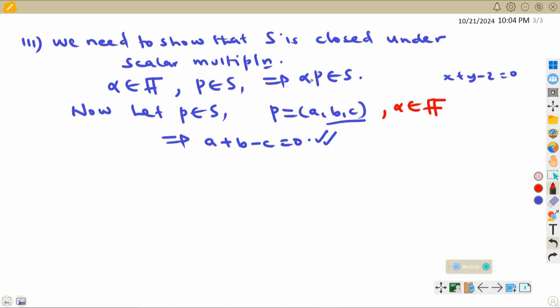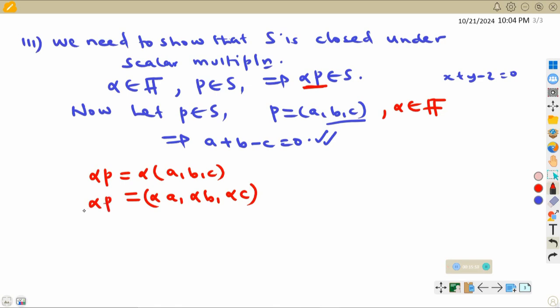Let us talk about what we need to prove. We need to show that alpha times P is an element of S. But what is alpha P? Alpha P is the same as alpha times P, and P is (A, B, C). This is the same as (alpha A, alpha B, alpha C). This is alpha P.